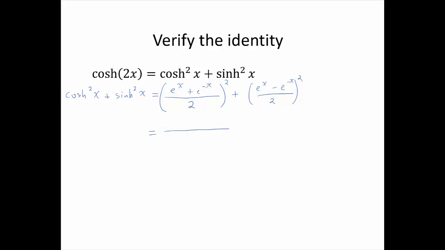If I square the numerator, e to the x plus e to the negative x, that's a binomial squared, so I'd have e to the x squared, that's e to the 2x, and then I'd have plus 2 times e to the x times e to the negative x, and then I would have e to the negative x squared, and so that would be an e to the negative 2x. And then I'd have over 2 squared, which is 4. Similarly, in the second fraction, I'd have e to the 2x minus 2 e to the x e to the negative x. And then finally, I'd have a plus e to the negative 2x, again over 4.